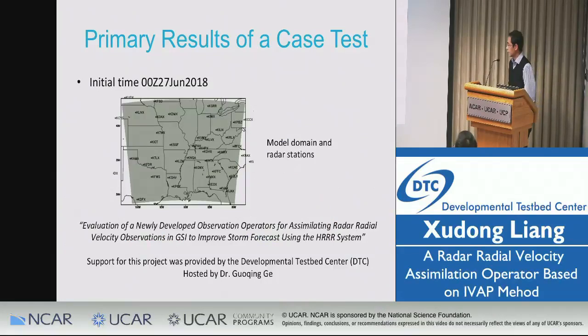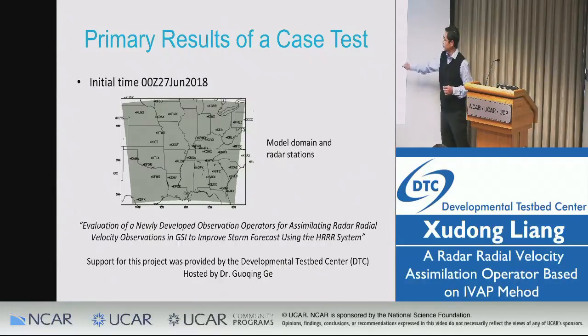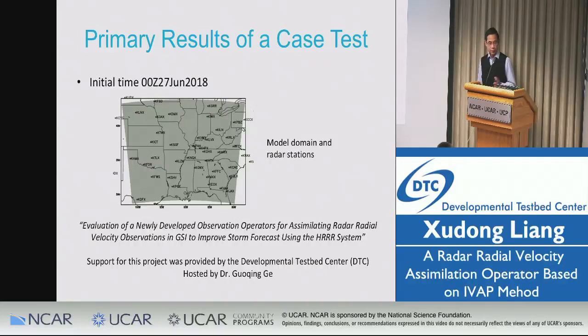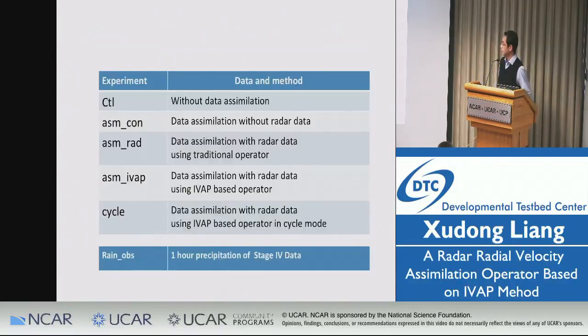So now, with the support of DTC, supported by this project, we added the codes in the GSI system, and one case study is carried out to test it. So there are some primary results. This is the model domain and the radar stations are here. So there are some experiments.